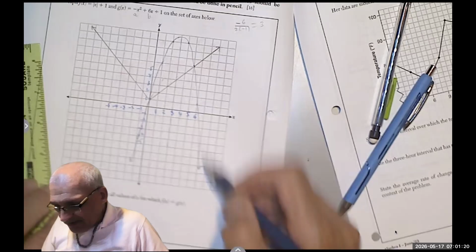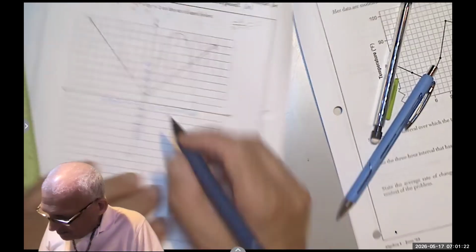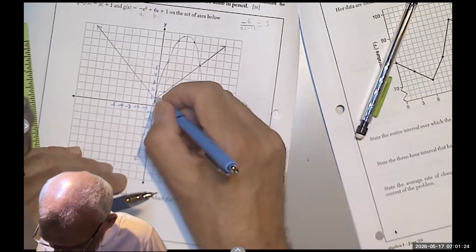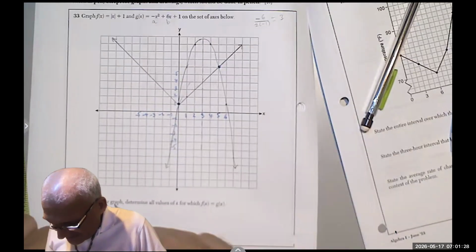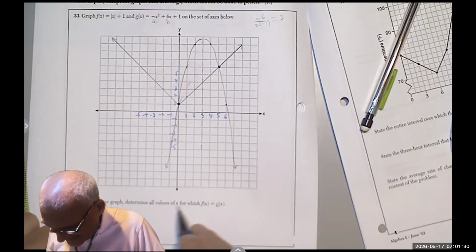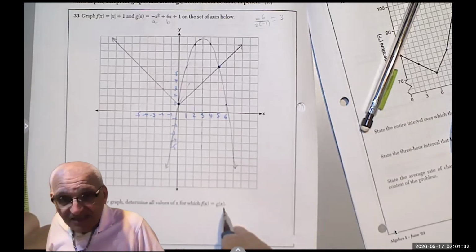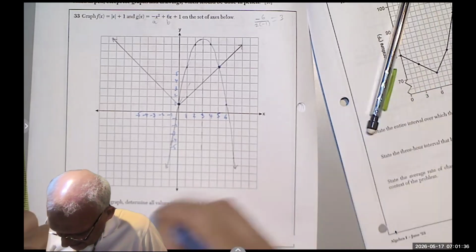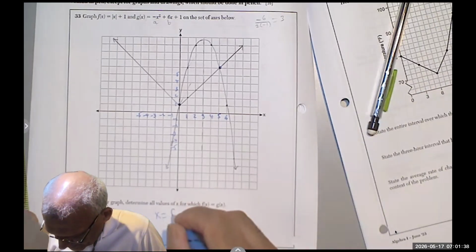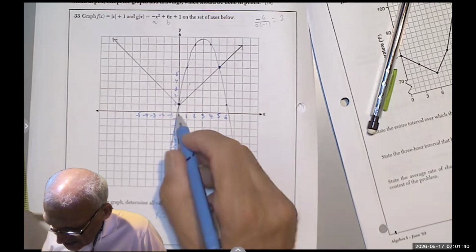So you get a parabola and a V shape, and the points of intersection are this point and that point. Based on your graph, determine all the values of x for which f of x equals g of x, meaning the points of intersection.